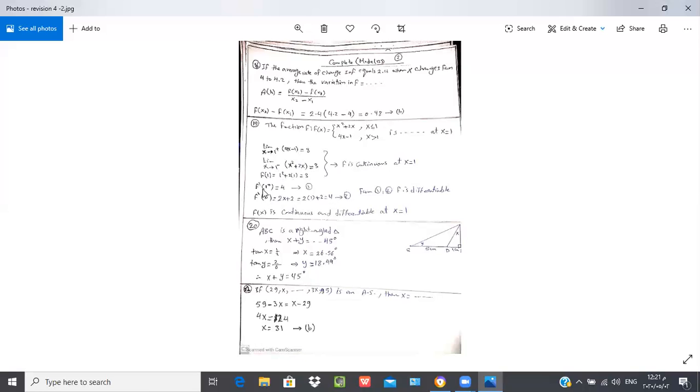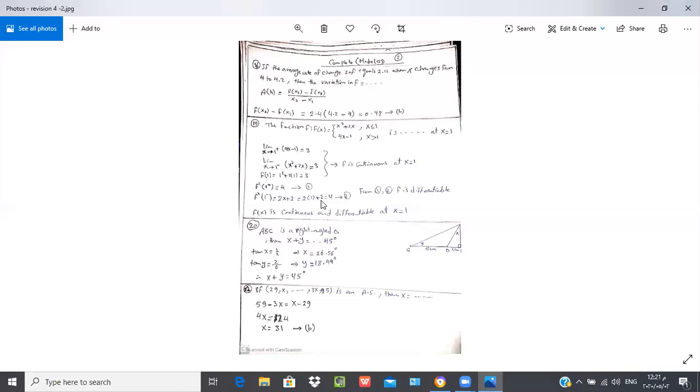How can I check differentiability? I must find the derivative of the function from right and the derivative of the function from left. Here the derivative from right, this one, the derivative equals 4. And the derivative from the left, I will deal with this part. The derivative will be 2x plus 2. 2x plus 2, this is the derivative. Instead of x, I will put 1.